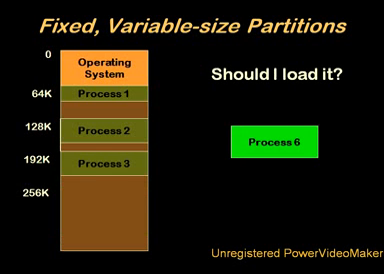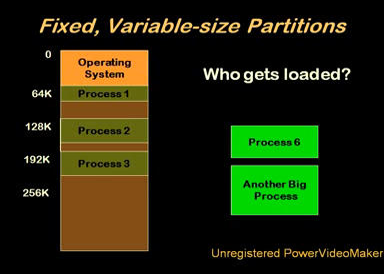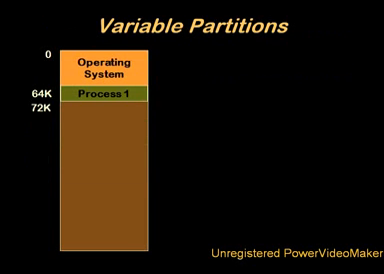Now, this leads to an interesting question. If a new process shows up that I want to run, and he's not big, should I go ahead and blow away the big partition and use it for this small process? After all, another big process could be coming right behind it. Ooh, but it came behind it. Maybe he should go second because he's second in line. Well, maybe he's big, so he should use the big partition while it's there. So the operating system has to make a decision. Who gets loaded?